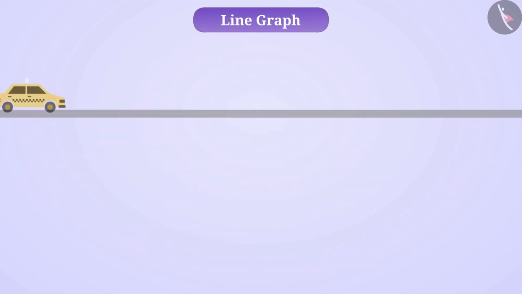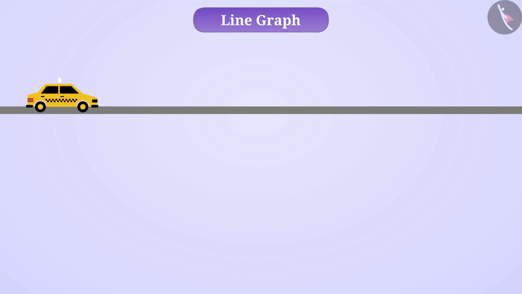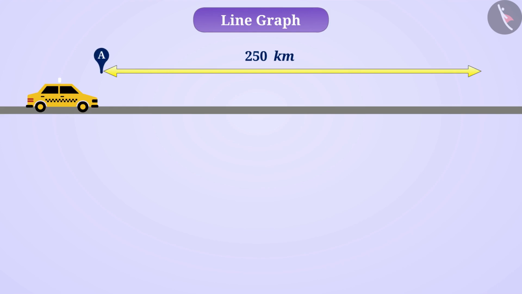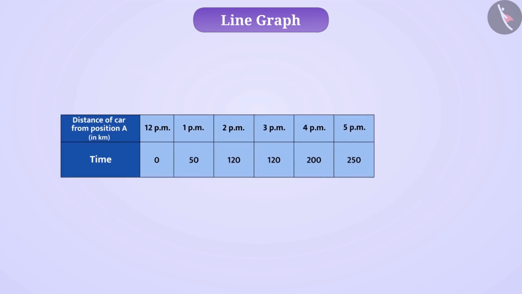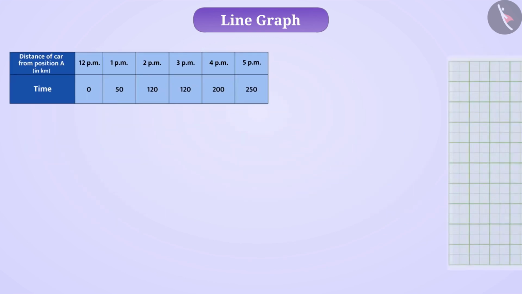Let us learn to draw a line graph with an example. A car travels 250 kilometers from its starting position A to position B. The distance of the car from place A at different times is shown in this table. Now, represent this data on the graph. We will take a graph paper.